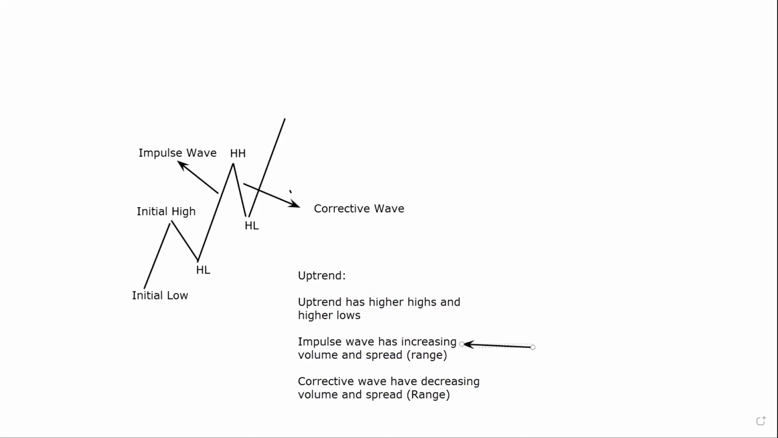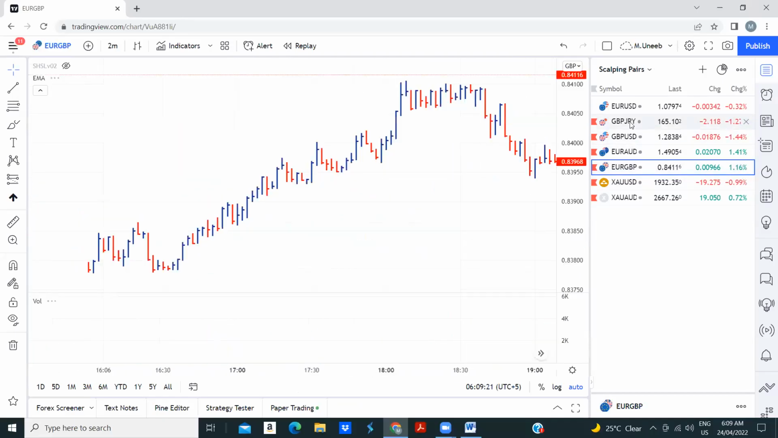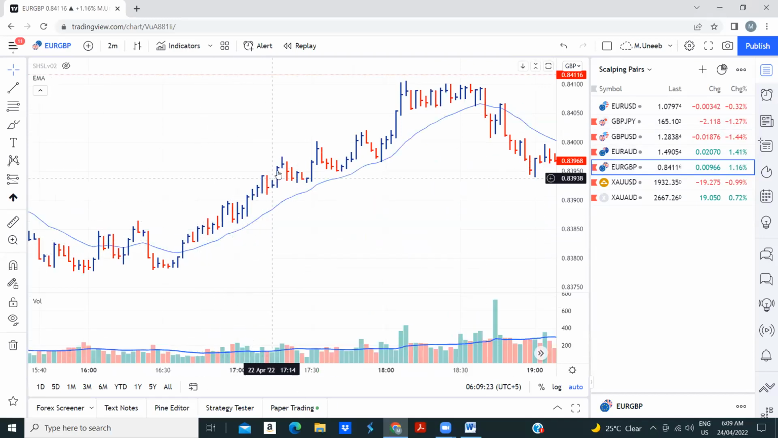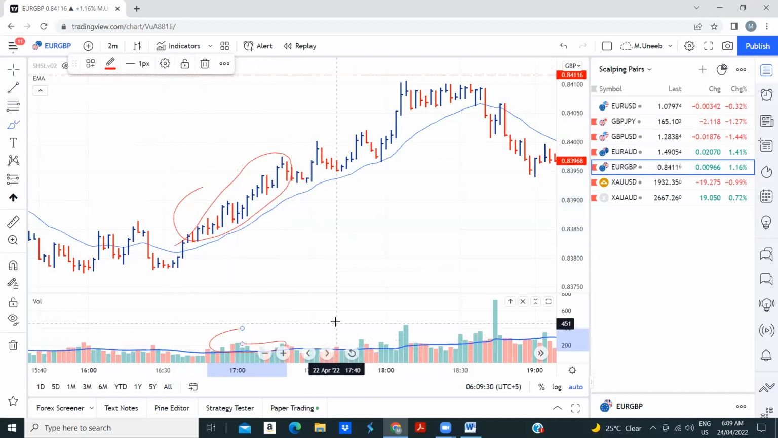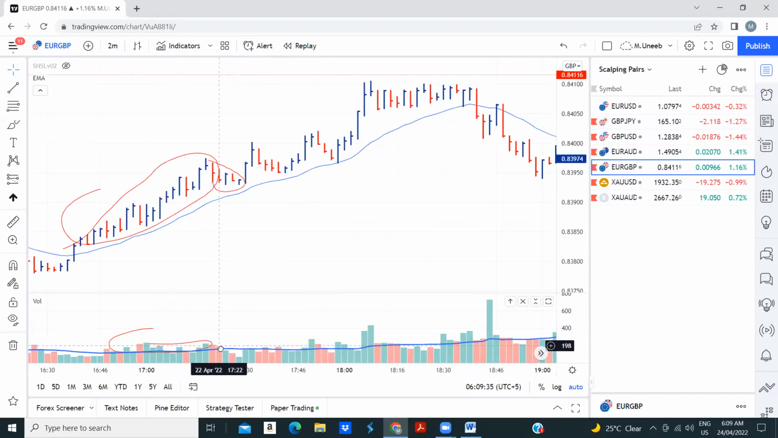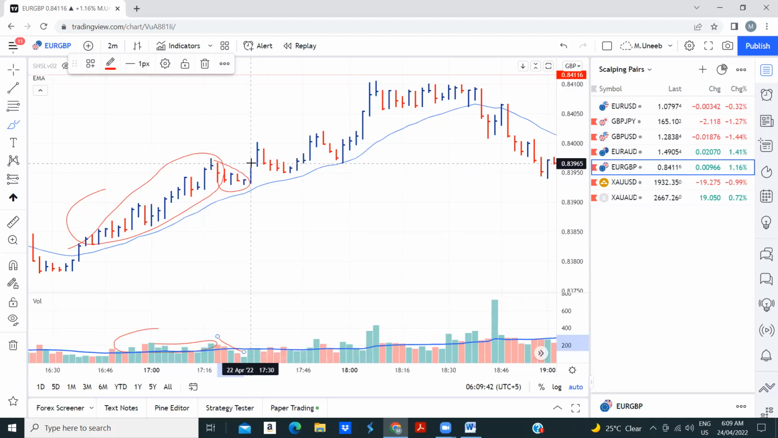Let me show you on the chart. Okay, so this one here, the up wave. If you are just using the up wave here, you will see that we have increasing volume. Down wave, when we are going down here, you can see down wave has decreasing volume. Can you see? This is known as corrective wave. This impulsive wave. Got it? And then corrective, impulsive wave.